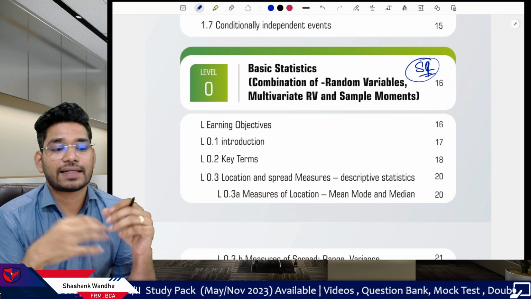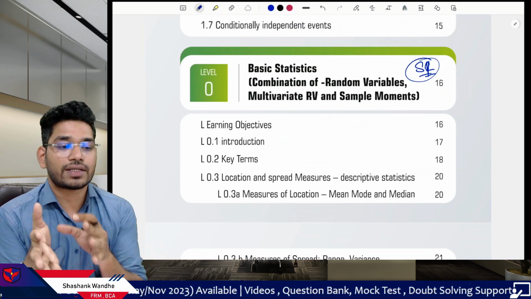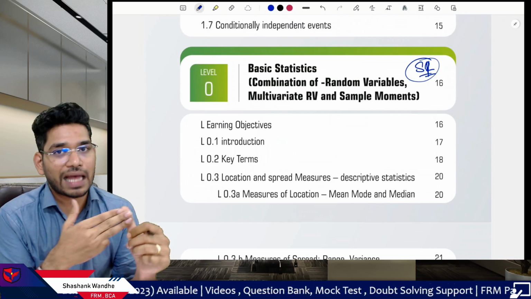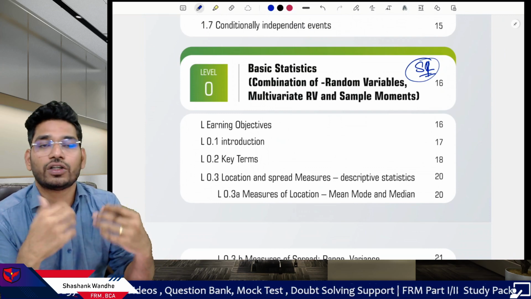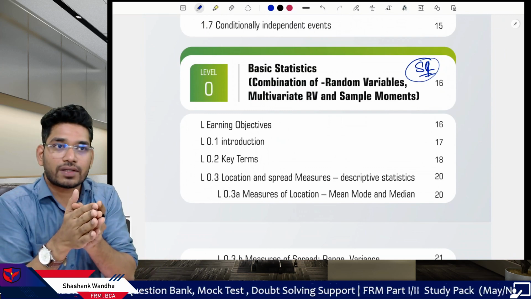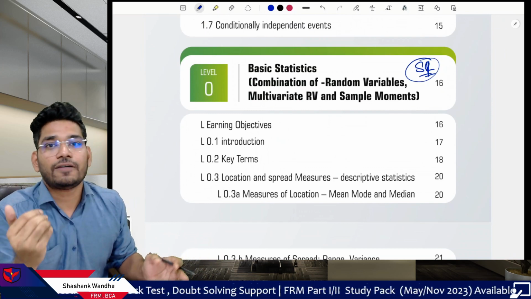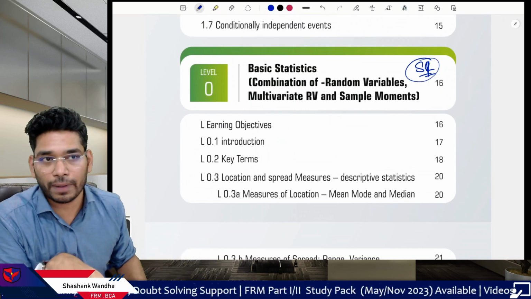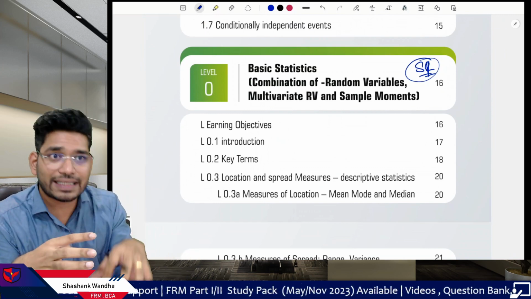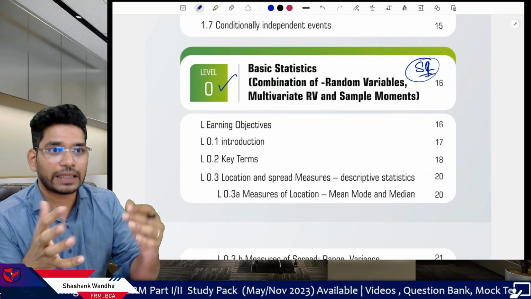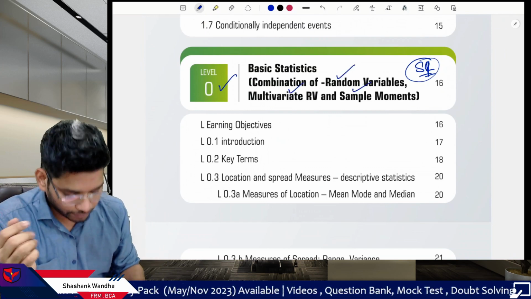Now this basic statistics is a combination, available only in Falcon Defense notes. It is the combination of random variable, multivariate and sample moments, 3 topics. In these 3 topics there were concepts relating to basic statistics, and because these concepts were distributed across multiple topics, it was difficult for students to understand things properly. So I pulled all the concepts related to basic statistics into one single topic and called it a level 0 topic. Now when you prepare this, you are preparing 3 topics simultaneously in a proper order.